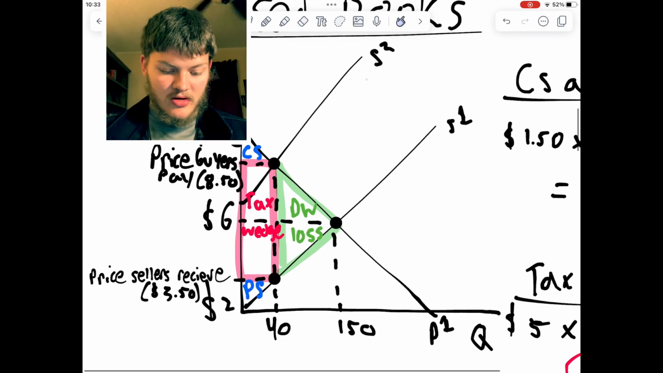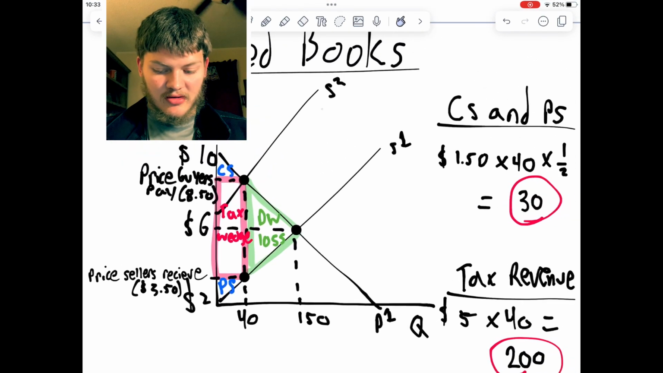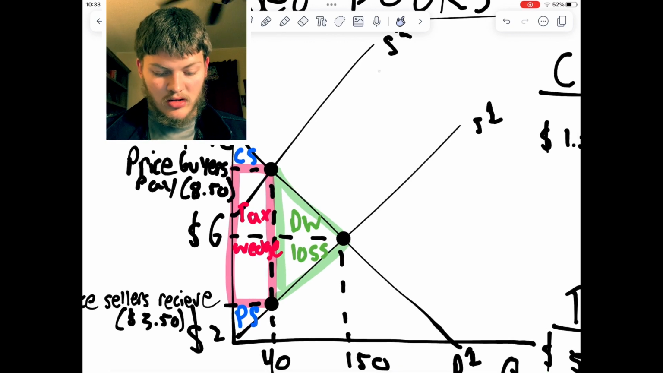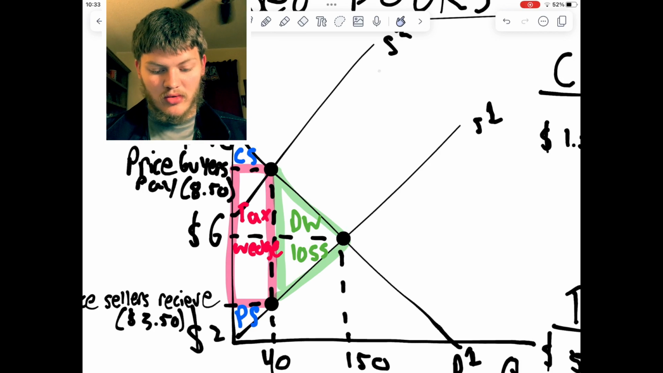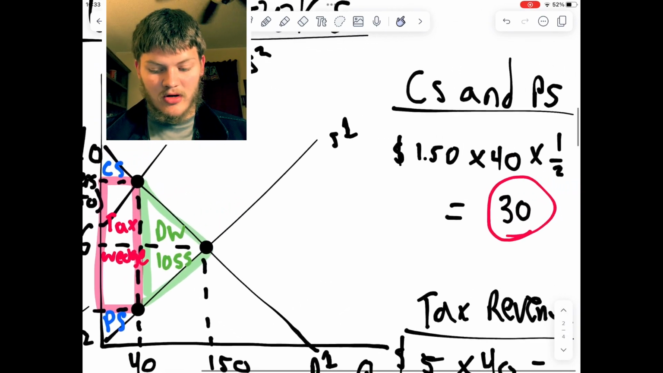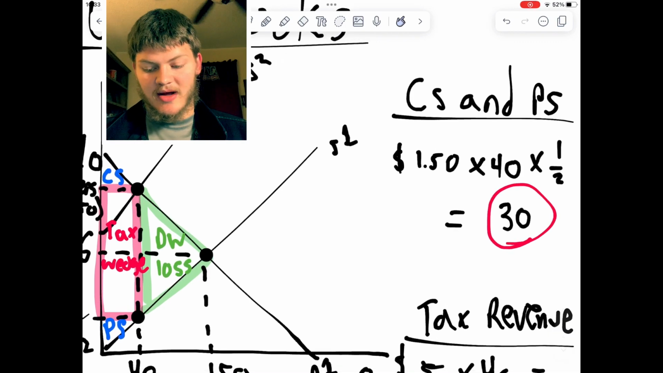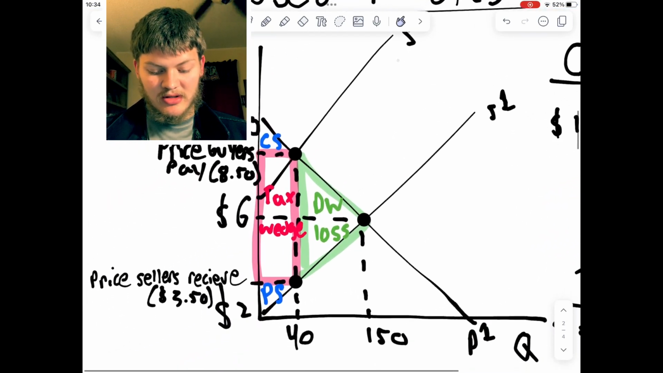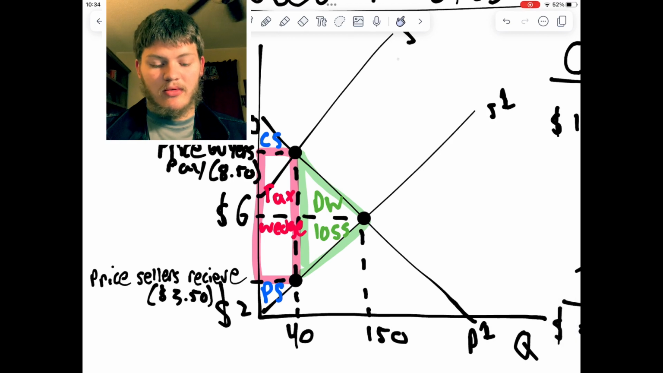So the numbers, the consumer surplus is, so from the price buyers pay is $8.50 to, like, the top willingness to pay is $10. There's a $1.50 difference times the 40, which is the total amount sold. So that's $1.50 per sale and 40 sold times the 1/2. Obviously, when you're calculating the triangle, it's going to give you 30. So $30 to consumer surplus, not nearly as much as we got without the tax.